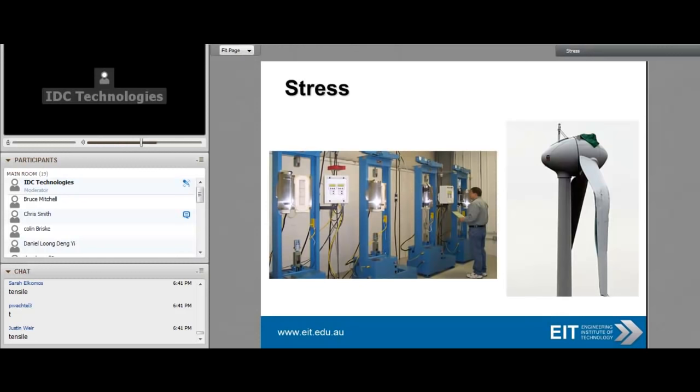Okay. All right. And here we've got a picture of a lab. And these are pieces of equipment called tensometers. What they do is they allow us to put samples in between two jaws. There's a lower jaw and an upper jaw there. And then we apply a load and we stretch the tensile test object. And we measure the load and the reduction in cross-sectional area. And that helps us calculate the tensile strength of the material.